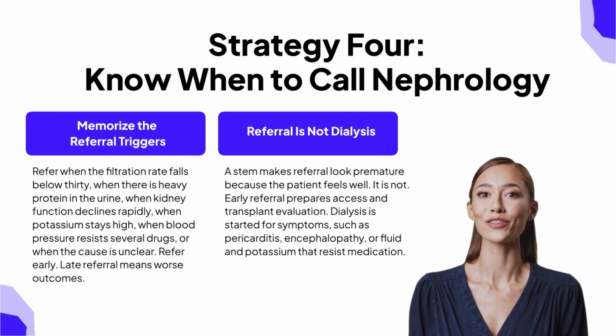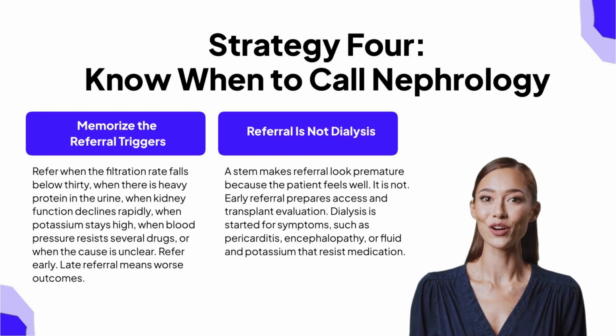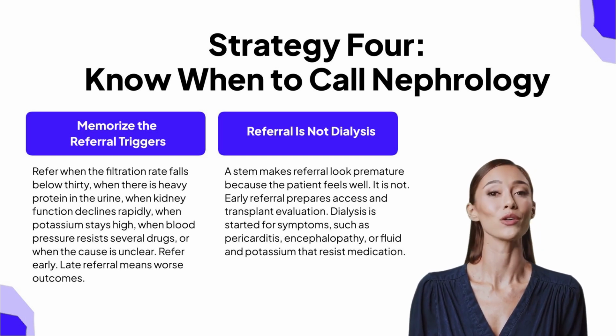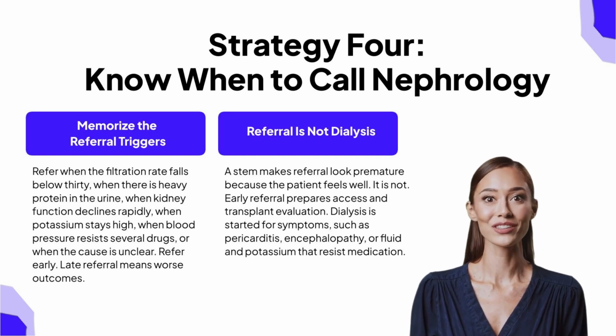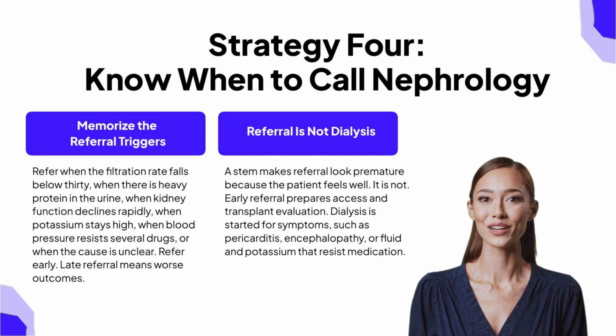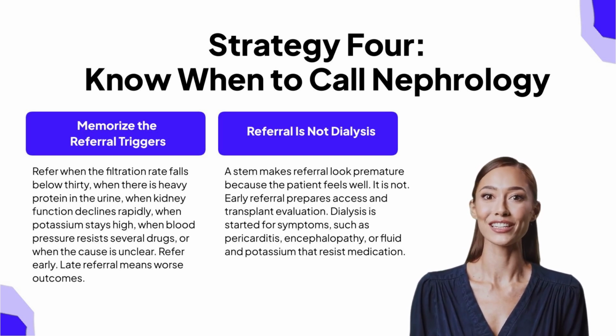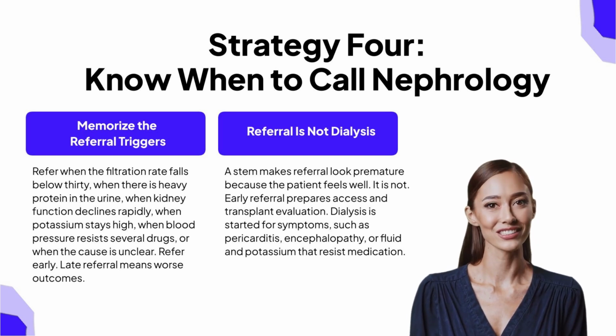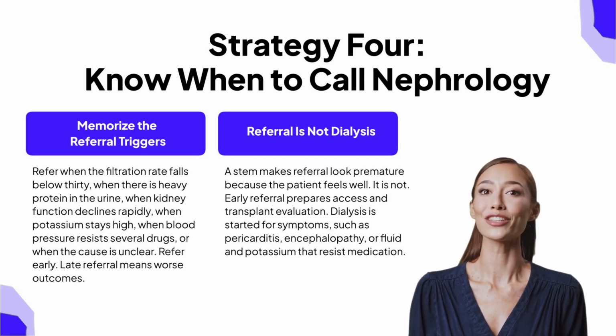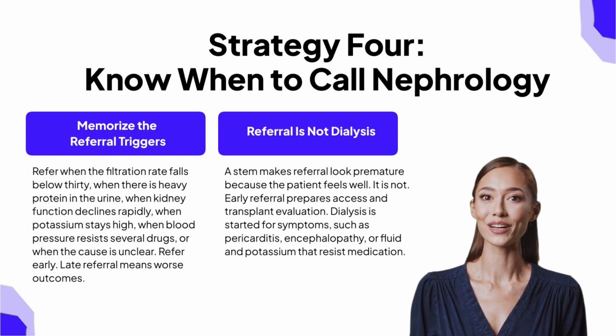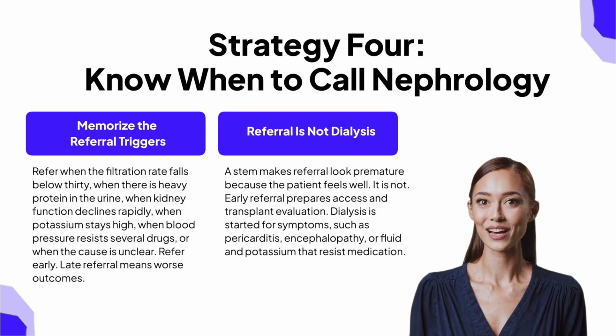Strategy 4 is referral timing, the most memorizable topic in the unit. Learn the triggers cold. Refer to nephrology when the estimated GFR falls below 30, when there's heavy proteinuria, when kidney function declines rapidly, when potassium is persistently high, when blood pressure resists several medications, or when the cause is unclear. The theme underneath all of them: refer early, because late referral means worse outcomes.